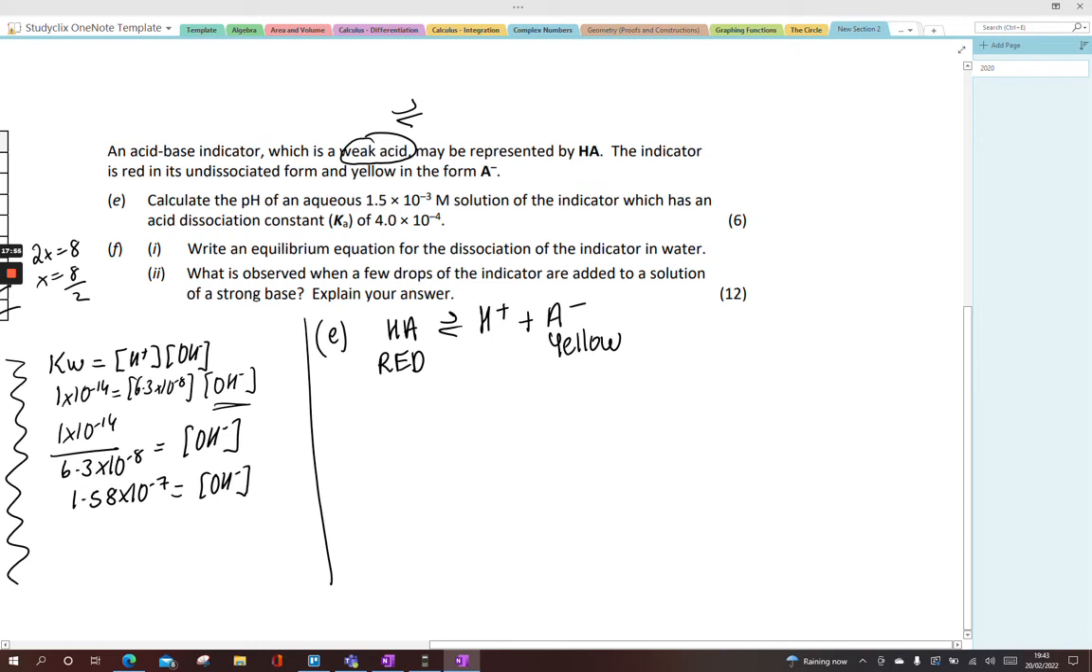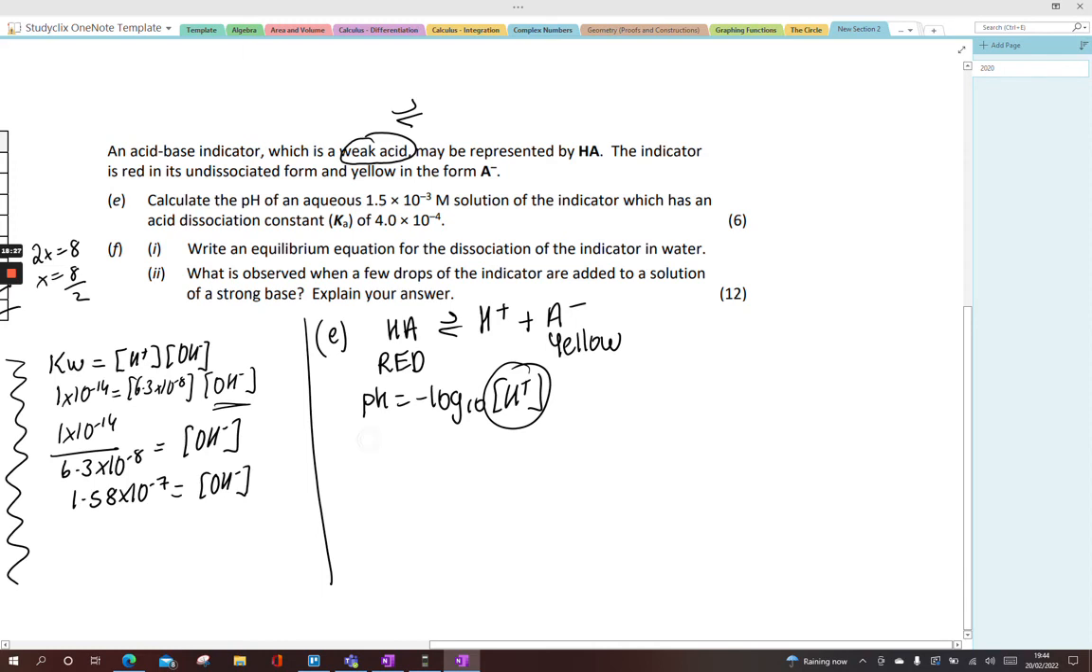Calculate the pH of an aqueous 1.5 by 10 to the minus 3 solution of the indicator, which has an acid dissociation constant of 4 by 10 to the minus 4. Now the way I'd be looking at this, once I see pH, I'm writing down this formula. In order for me to work out the pH, I need my hydrogen ion concentration, and the way we get that is from the information they give me.